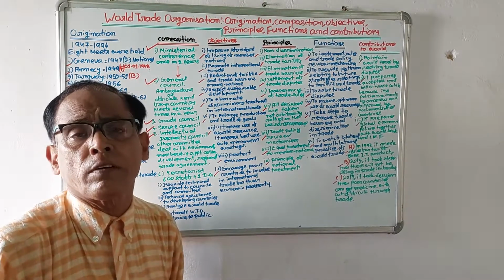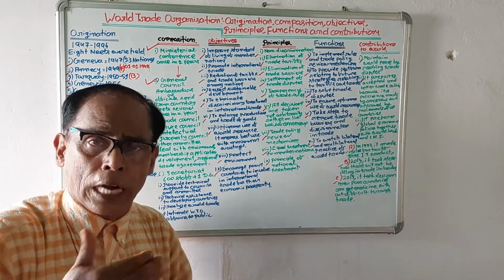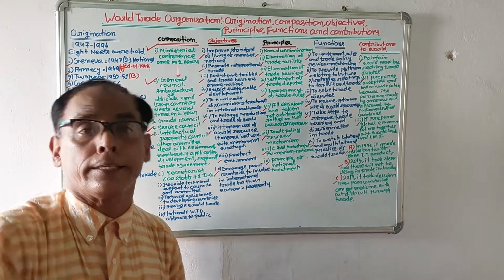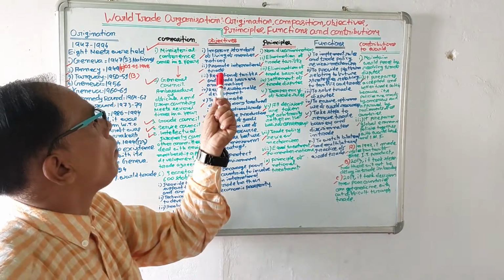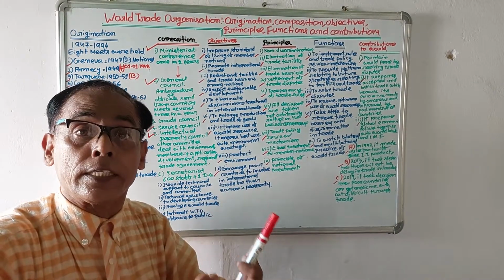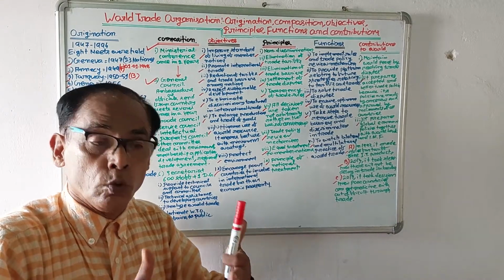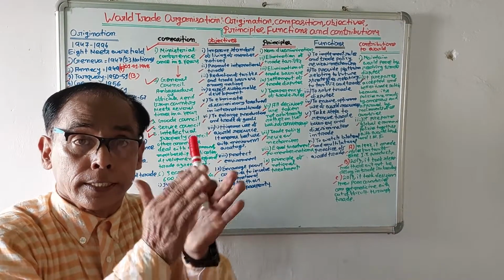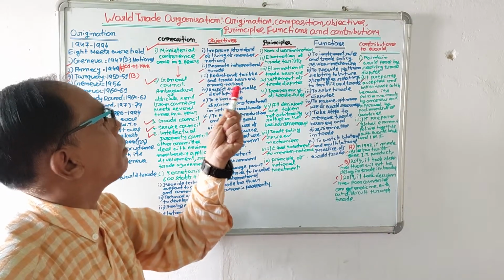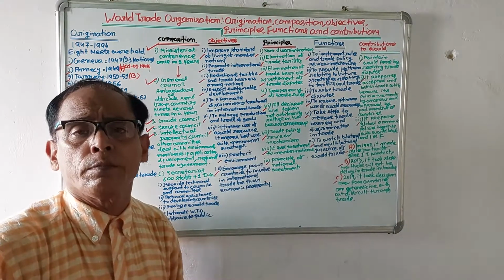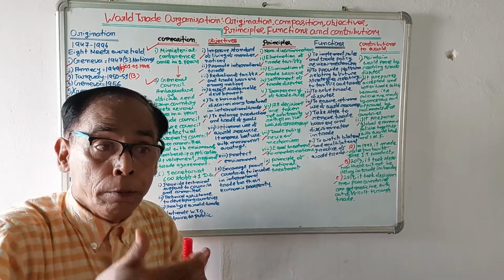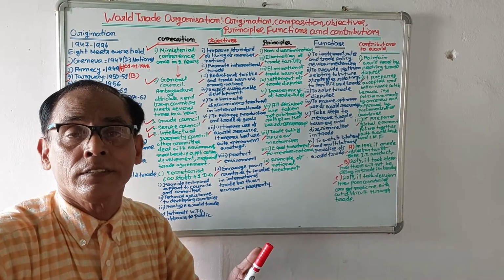The first objective of WTO is to improve the standard of living of the member countries. Number 2, promote international trade. Its other function is to promote international trade, to accelerate the process of international trade. Number 3, reduction of tariffs and trade barriers among nations. Another important objective of the World Trade Organization is to reduce trade barriers among nations.